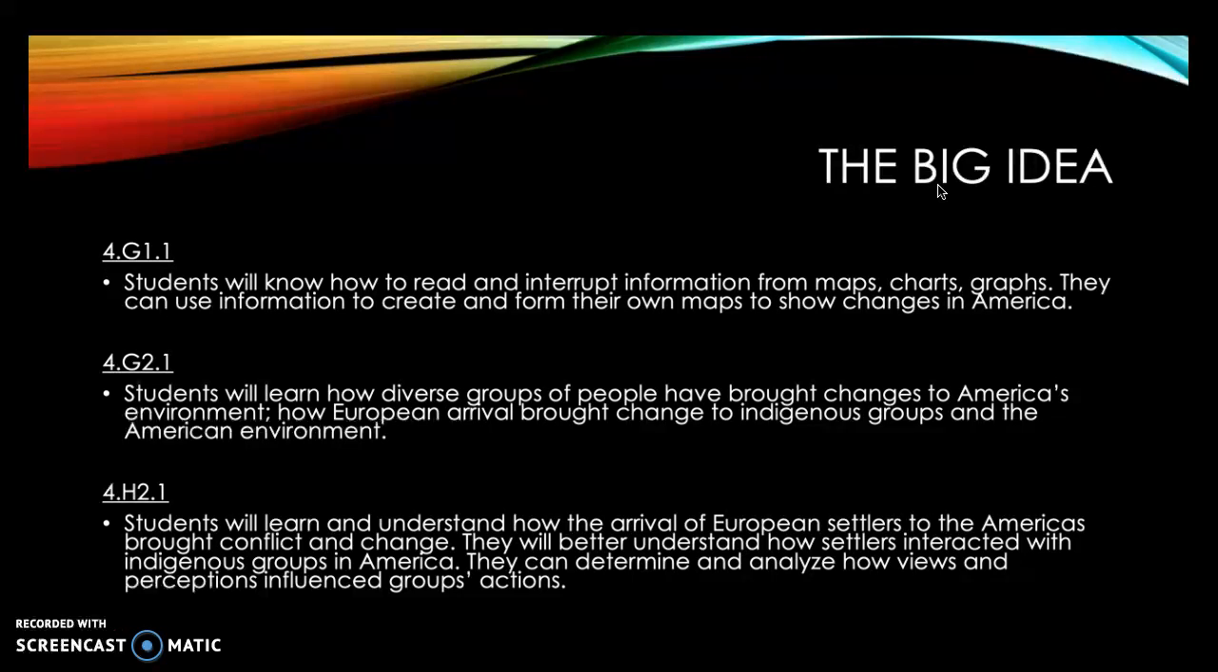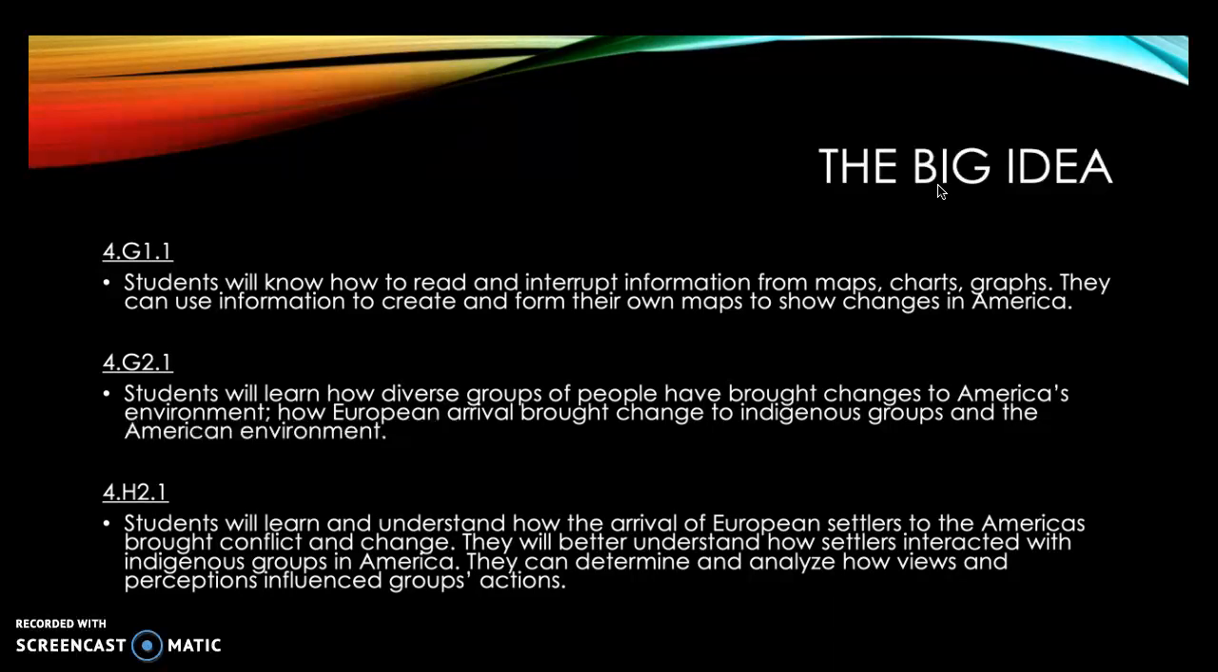And for the history standard, students will learn and understand how the arrival of European settlers to the Americas brought change, brought conflict, and other issues faced with that. So they'll be able to understand the interactions of different groups of people, indigenous groups and European groups, be able to understand their perceptions, their biases, and understand why they interacted or made the decisions that they did.